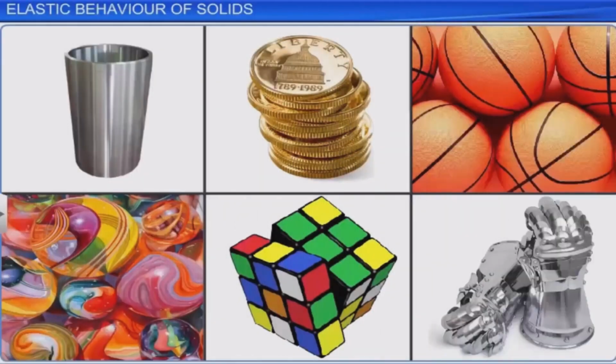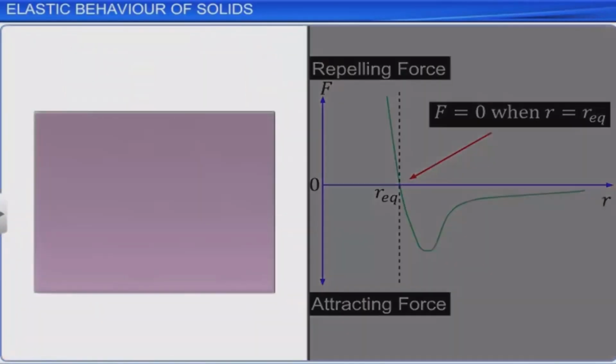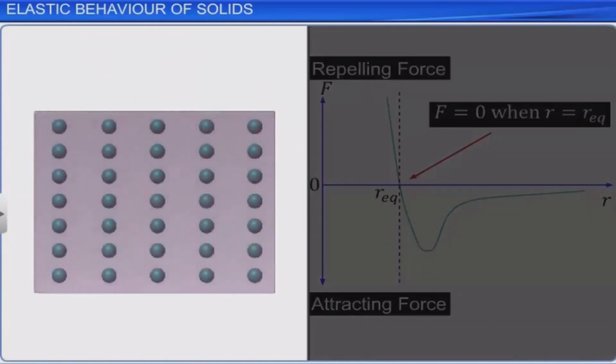in different shapes and sizes. The molecules within a solid body occupy fixed positions and their relative distance of separation remains constant. The molecules are in equilibrium with each other and experience no net force.